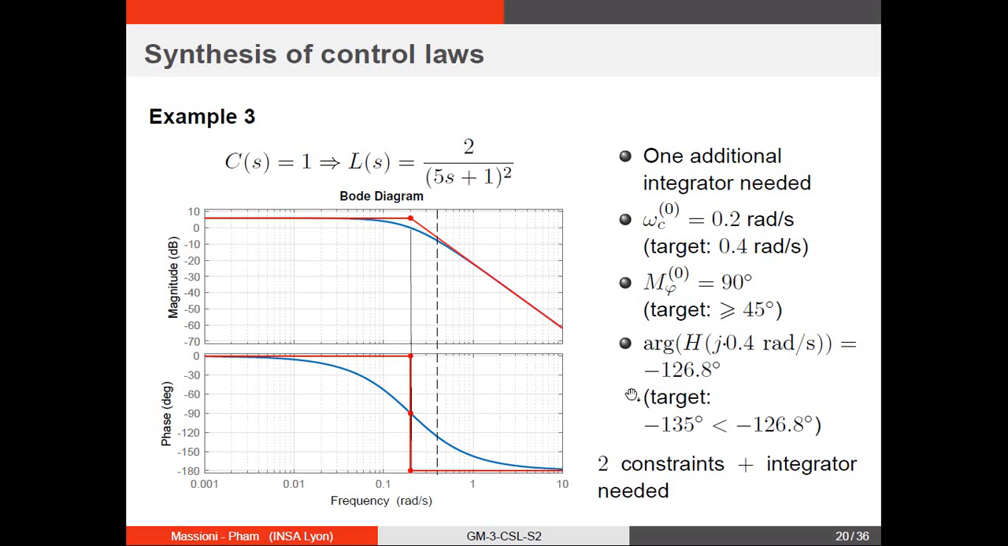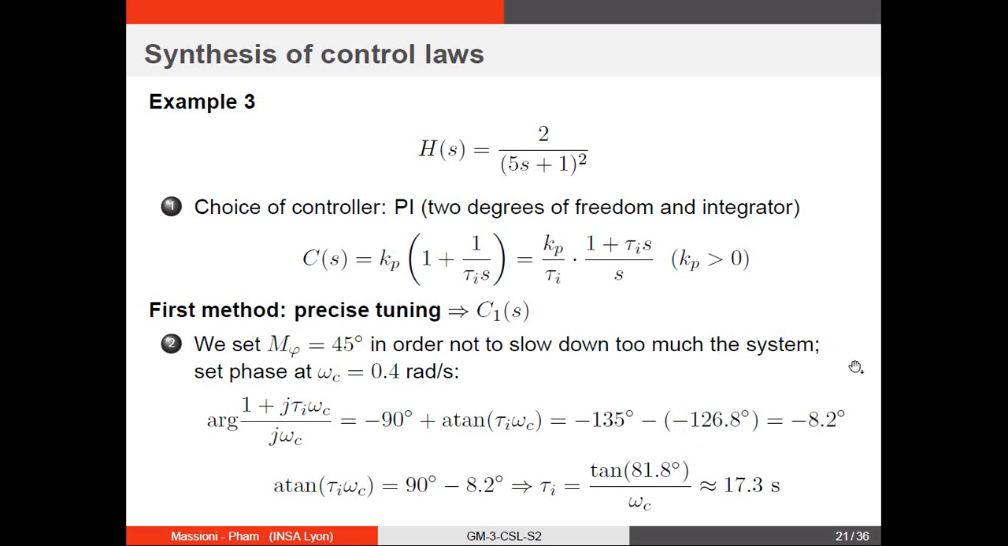So if you want to move it to minus 135, which yields the 45 degrees of phase margin, then we need to increase it of this difference. Basically, we need to increase it of 8.2 degrees, right? We need to increase it of 8.2 degrees. So then that's it. This is the phase we get here.